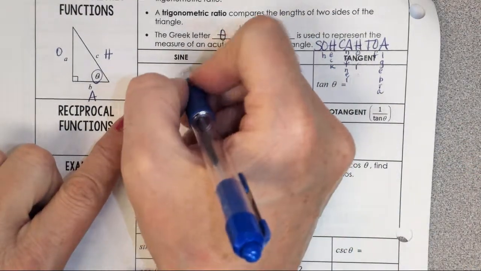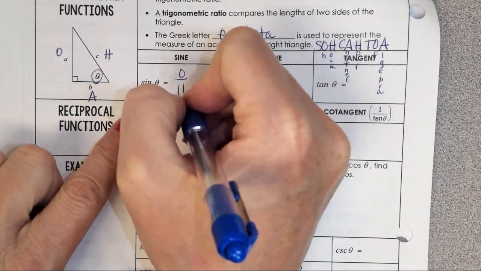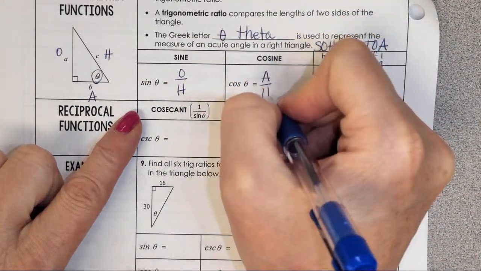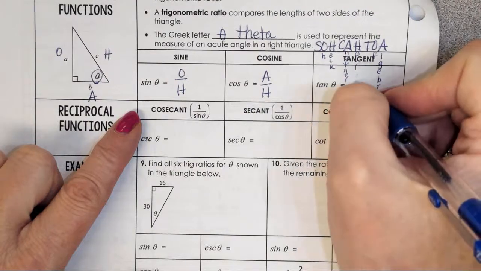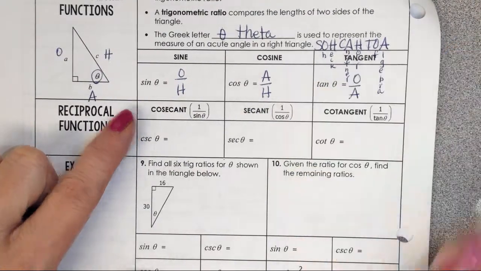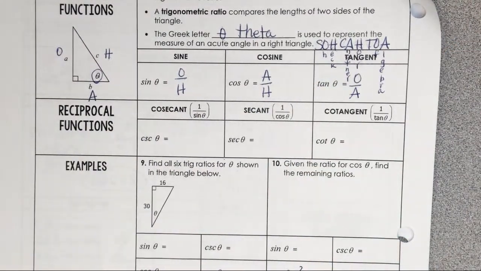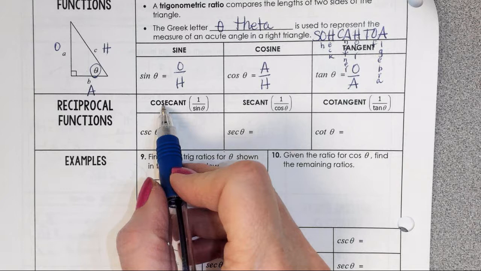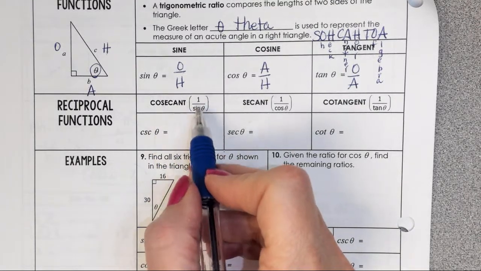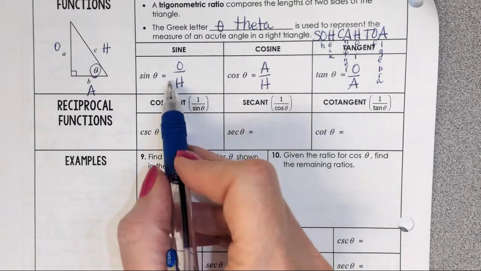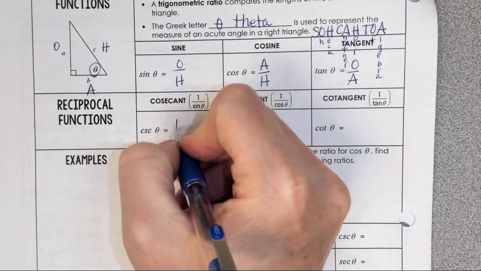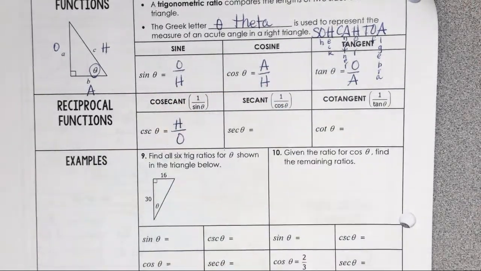All right, so sine then is going to be opposite over hypotenuse. Cosine is going to be adjacent over hypotenuse. And tangent is going to be opposite over adjacent. Most of you are probably pretty familiar with that, right? Okay, but you have not seen cosecant before. Cosecant is the reciprocal of sine. So if you know the sine is opposite over hypotenuse, the cosecant is hypotenuse over opposite.